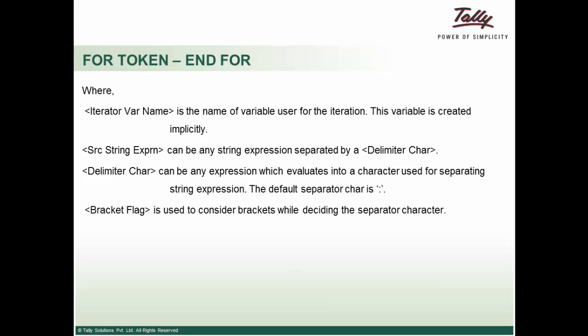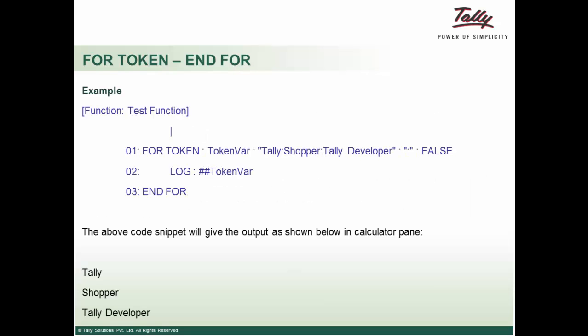But again, this value is optional. So if you do not provide a delimiter character, by default it is separated by colon. And last we have something called the bracket flag. It is used to consider the brackets while deciding the separator character, whether the bracket should be a part of my expression or not. So this is how we have provided. The moment you write like this, it separates your values and breaks it up into multiple values.